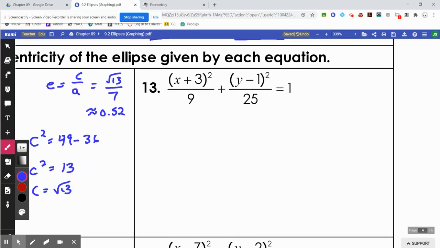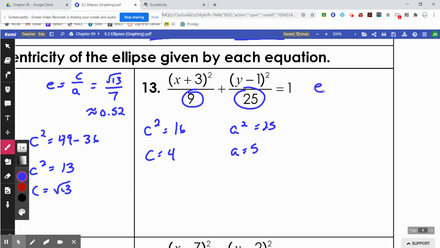So let's do another one. Let's go ahead and find our C value first. C squared is equal to A squared minus B squared. That's 25 minus 9, which is 16. So your C value here is 4, and again, we can just use the positive value. Our A squared is 25 right above me, so therefore my A value is 5. So the eccentricity is equal to C over A, which is going to be somewhere around 0.8.